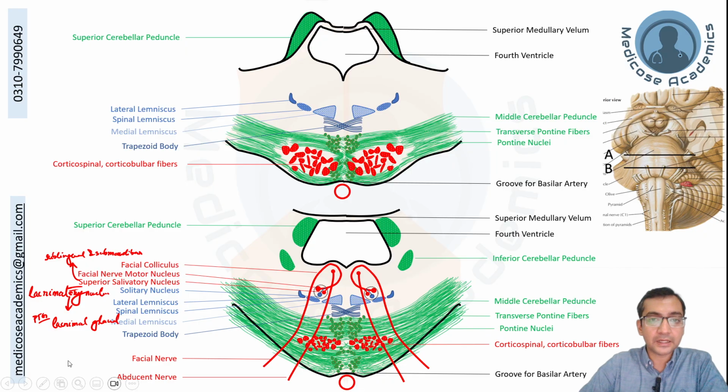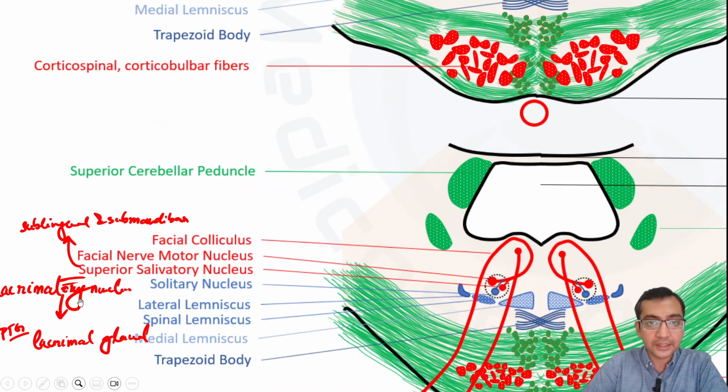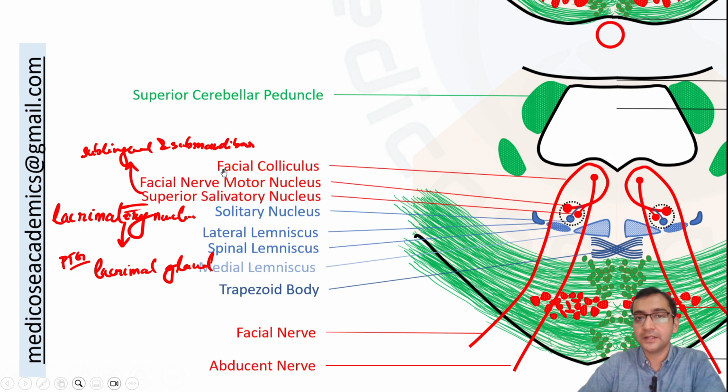So these are the supplies. These are the areas that are going to be supplied by it. The superior salivatory nucleus is going to make your mouth salivate through the sublingual and submandibular glands. And then there is the lacrimatory nucleus that is going to supply the parasympathetic fibers needed to give the tear in the eye, the lacrimal gland, and it goes to the pterygopalatine ganglion.